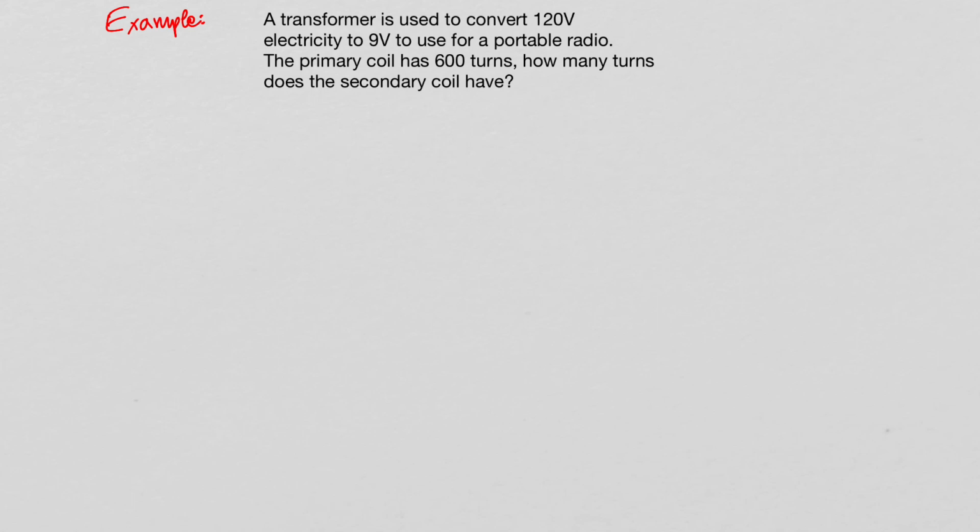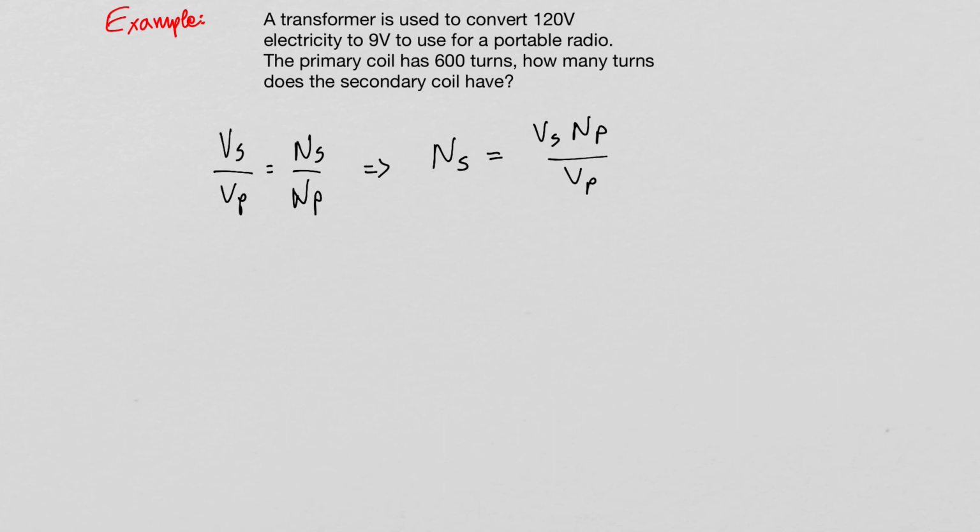A transformer is used to convert 120 volts electricity to 9 volts to use for a portable radio. The primary coil of the transformer has 600 turns. How many turns does the secondary coil have? Here we use the relationship that I discussed on the previous page, and since I'm looking for the number of turns of the secondary coil, I must rearrange the terms to get an expression for the number of turns of the secondary coil. So Ns is equal to Vs times Np divided by Vp.